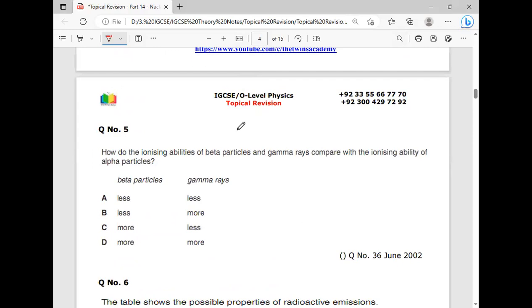How do the ionizing abilities of beta particles and gamma rays compare with the ionizing ability of alpha? Since we know that alpha particles are most ionizing, the ionization of alpha particles is larger than the ionization of beta, and the ionization of beta is larger than the ionization of gamma. So alpha rays are most ionizing while gamma are least ionizing. As compared to alpha, beta has less, and as compared to beta, gamma has less. So option A is the correct answer.